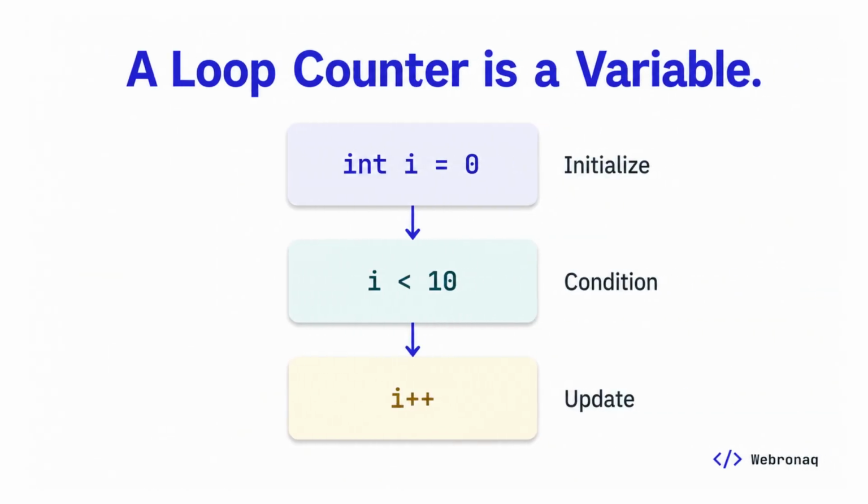A loop counter is simply a variable, usually an integer, that tracks how many times a loop has run. It has 3 jobs. First, it is initialized to a starting value before the loop begins. In our example, we set i to 0. Second, it is checked in a condition every iteration. We ask whether i is less than 10. If the condition is true, the loop body runs. If it is false, the loop stops. Third, it is updated at the end of each iteration. We increment i by 1. Those 3 roles, initialize, condition, update, are the skeleton of almost every counted loop you will ever write. Keep those 3 words in mind, because next, we will watch them work together inside a real for loop.